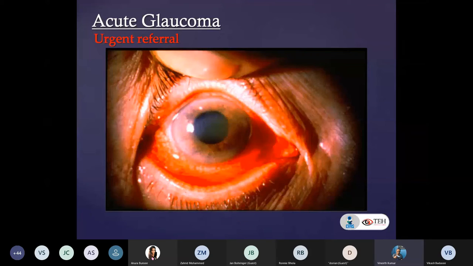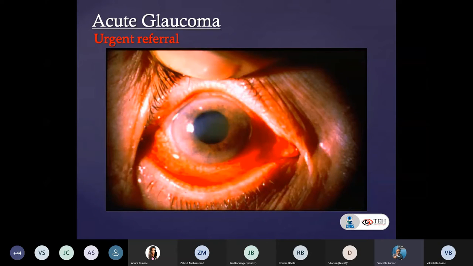This is a common scenario that we used to see in the UK, particularly during winter months. You see a situation where the cornea is hazy, you have a mid-dilated pupil, redness, the anterior chamber is shallow, and the patient is in acute pain. When we check the pressure of this patient, invariably it's elevated, and we know we're dealing with a situation called acute glaucoma. Acute closed angle glaucoma, because there are other situations where a patient's intraocular pressure might be elevated but may not necessarily present with these kinds of features.